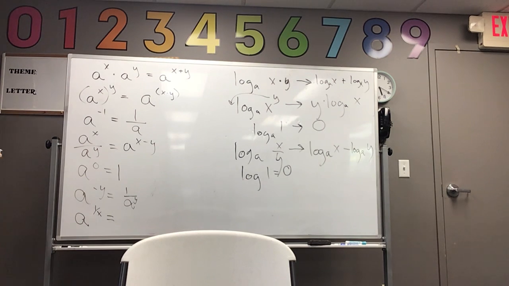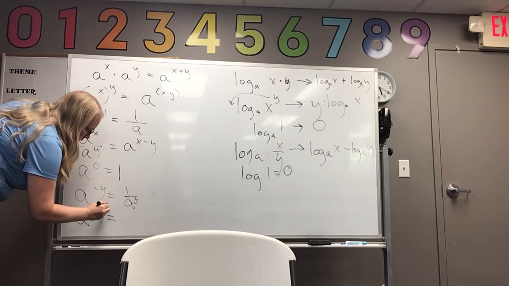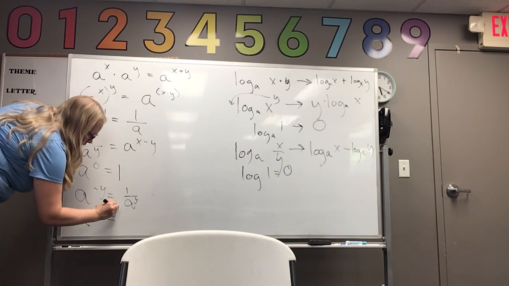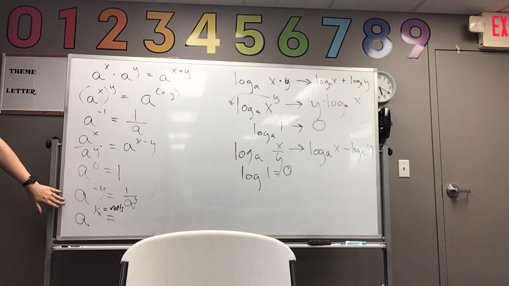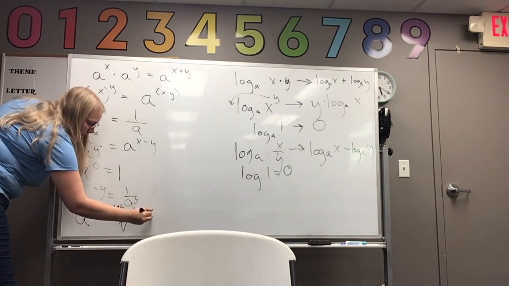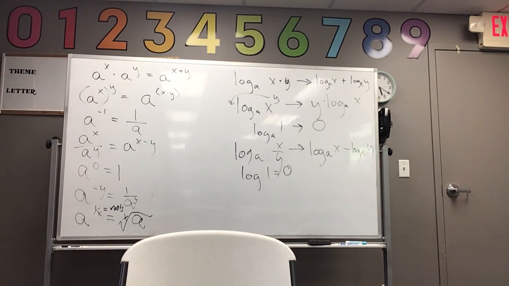Right? Fraction exponents equal roots. Bad handwriting because it's getting low. But if I have a to the 1 over x, this is the same as the x root of a. And that one doesn't really have a logarithm equivalent. It doesn't show up.